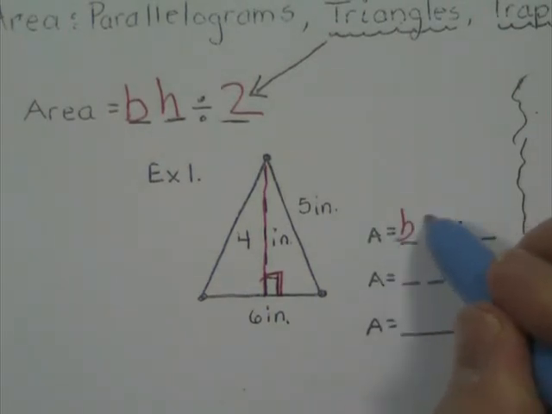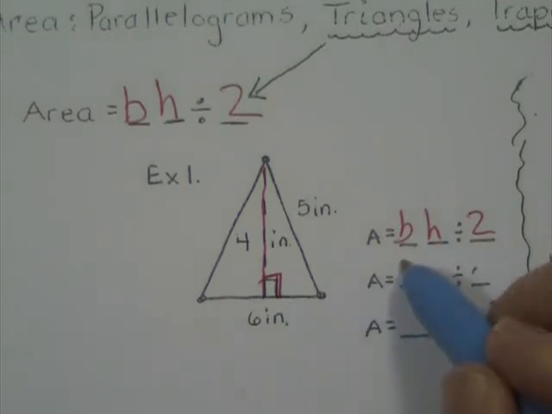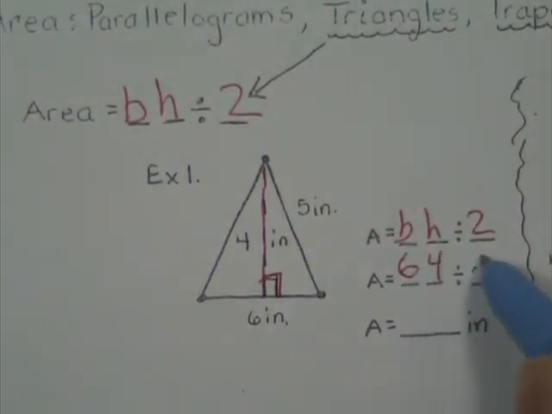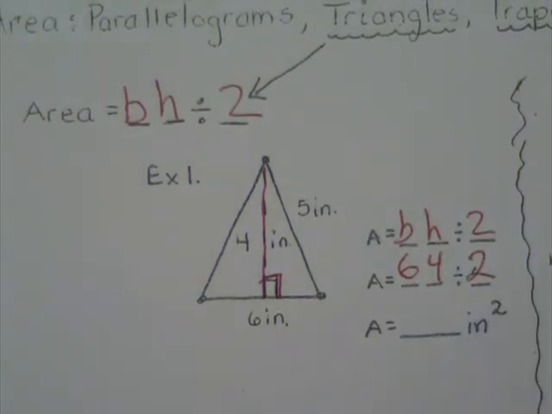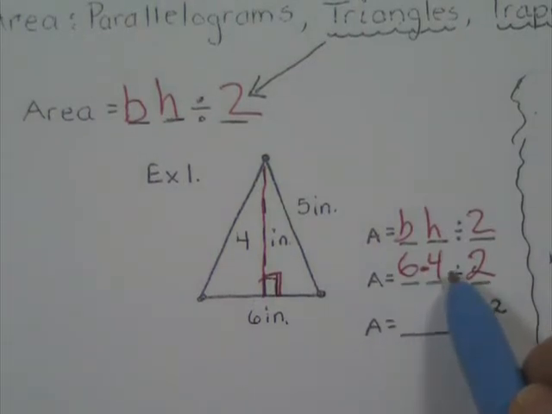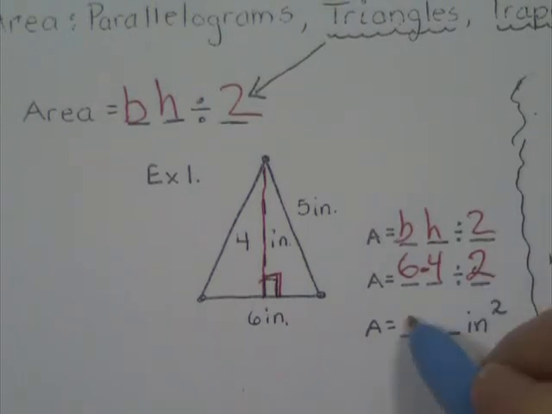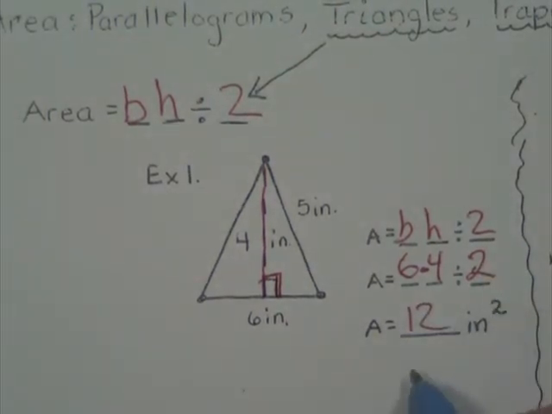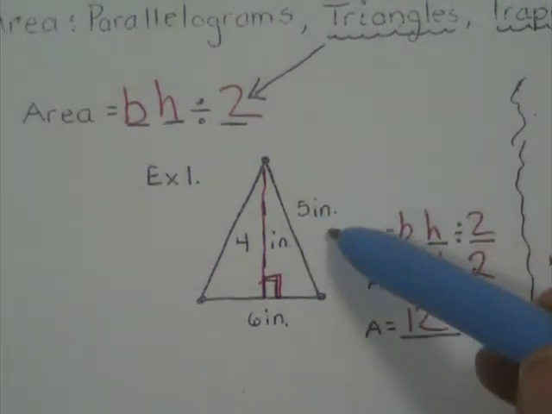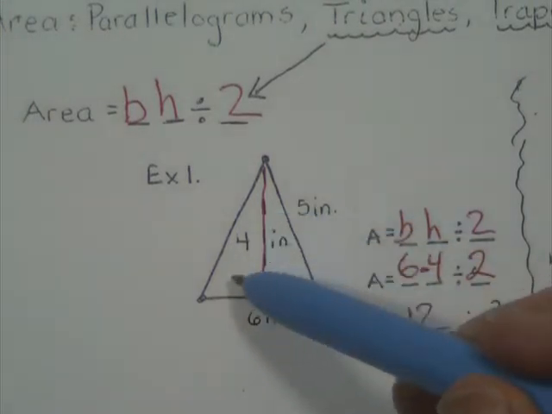So the area is base times height divided by 2. Our base is 6. Our height is 4. And we're going to divide that by 2. Now this is times, by the way. 6 times 4. 6 times 4 is 24. And 24 divided by 2 is 12. Hey, we just did that problem, didn't we? So it's 12 inches squared. And you may be thinking, hey, what about this number right here, the 5? You don't need it. We don't need it to find the area.